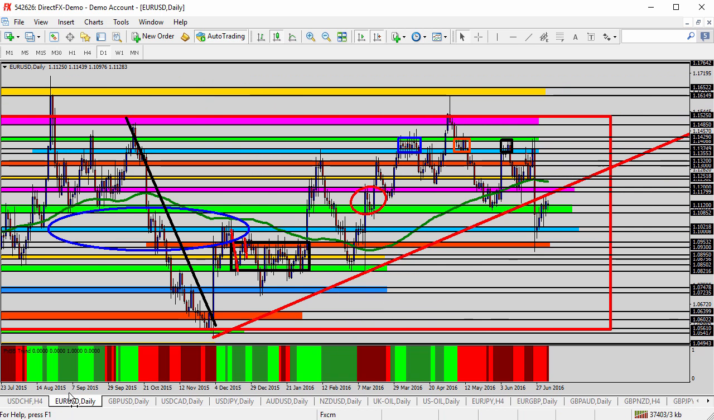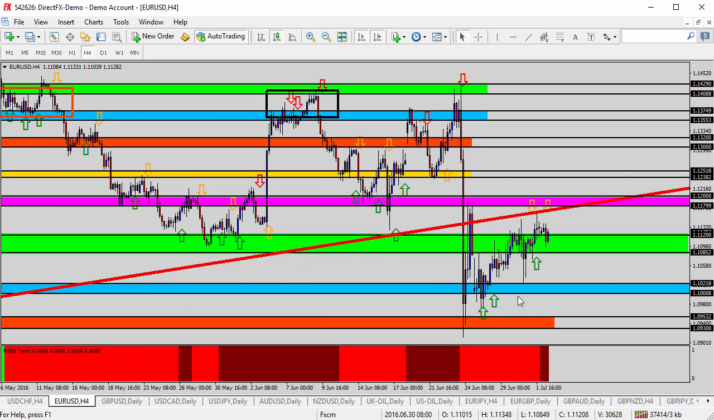Let's move on over to the euro dollar. Similar situation where we saw the fall from the Brexit news and then a little bit of a rise or consolidation happening now on the euro dollar. I think this one will be much easier to see as we get down to the 4-hour time frame and make note of a few things.